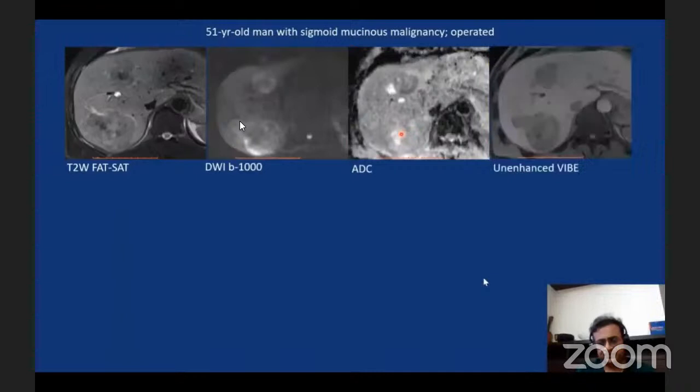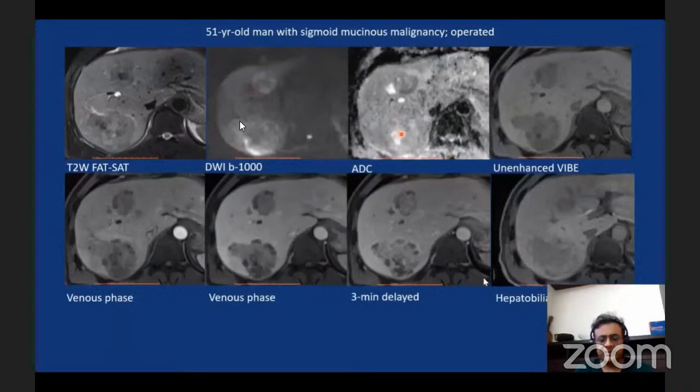Unenhanced, it is hypointense. Look at the venous phases, the 3-minute delay and the hepatobiliary phase. There is progressive enhancement in both the masses. See this? Here, here. And in the hepatobiliary phase, classical cloud sign.